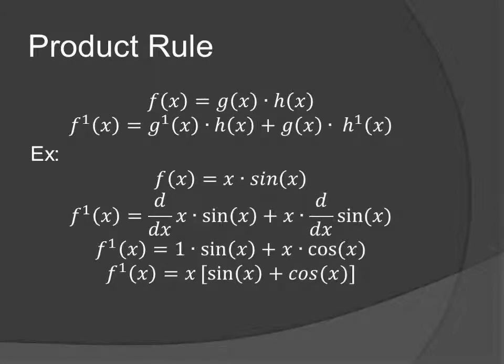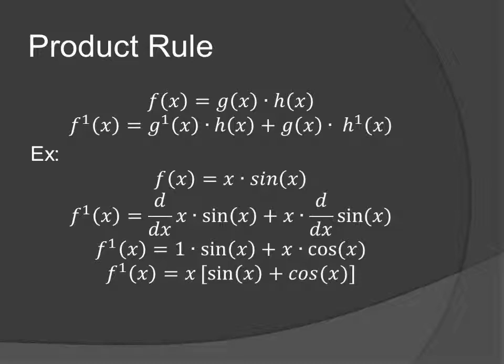Another rule is the product rule. The product rule states that if f of x is equal to g of x times h of x, then the derivative is the derivative of g of x times h of x plus g of x times the derivative of h of x. A good way to remember this is just the derivative of the first one times the second one plus the derivative of the second one times the first one.